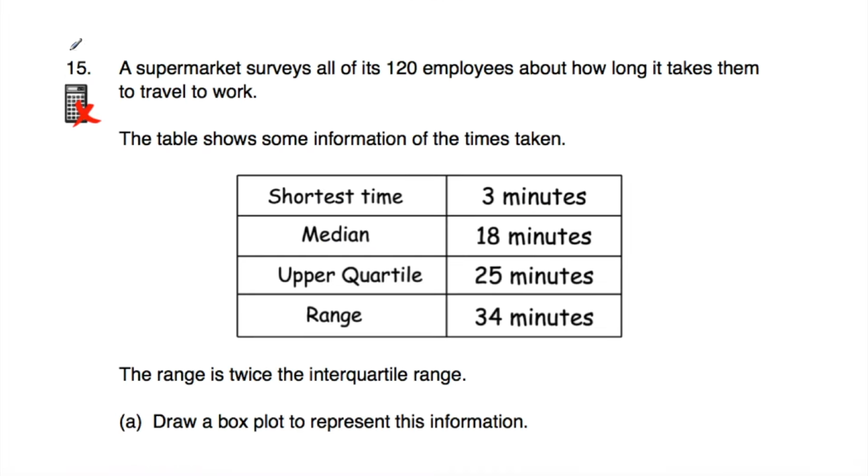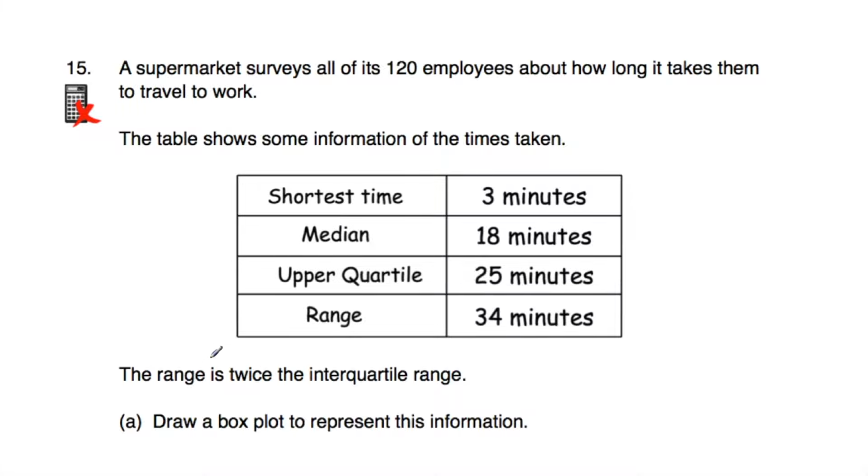Okay, let's have a look at our next question, question number 15. It says a supermarket surveys all of its 120 employees about how long it takes them to travel to work. And the table shows some information about the times taken. The shortest amount of time it takes one of the employees to get to work is just 3 minutes. The median is 18 minutes, the upper quartile is 25 minutes, and the range is 34 minutes. So that's some of the information.